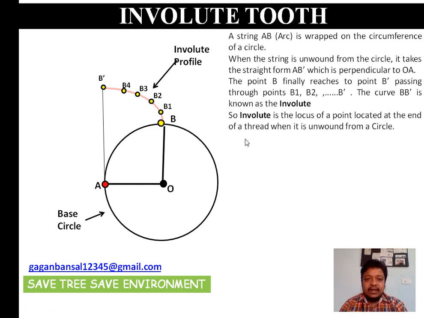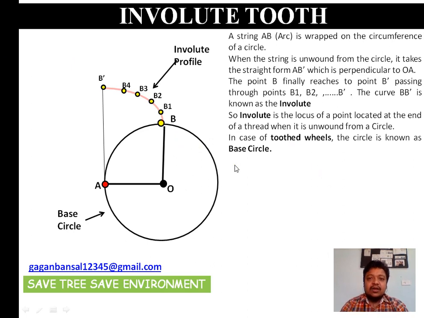This is the other way. In case of the tooth profile, because we are here concentrating on profiles of gear tooth, the circle is the tooth wheel, the base circle of the gear. Now there is another way also to determine this path BB dash.